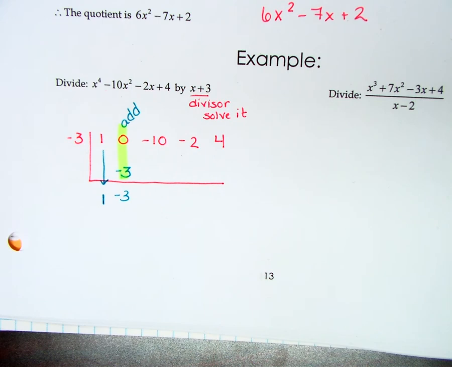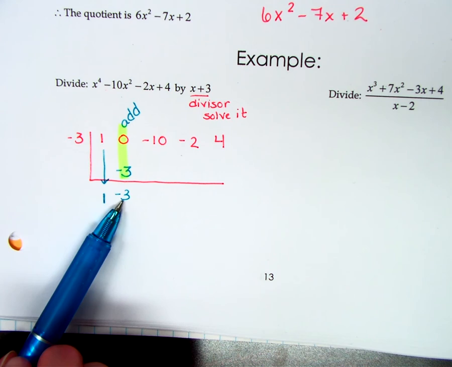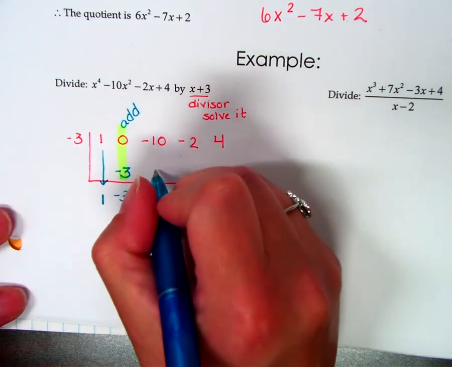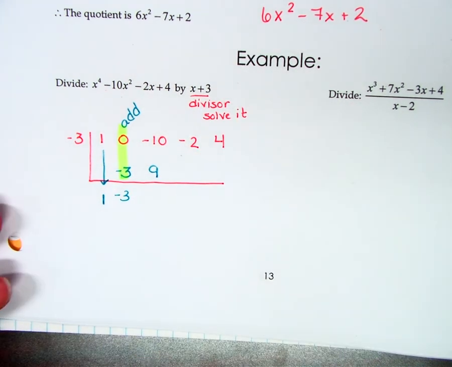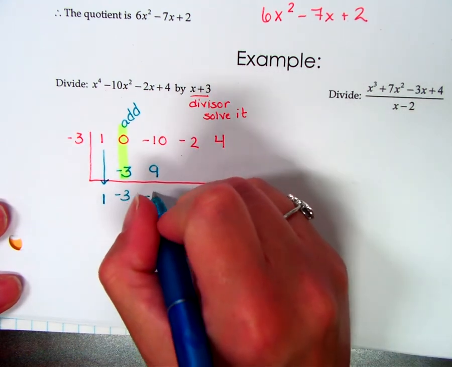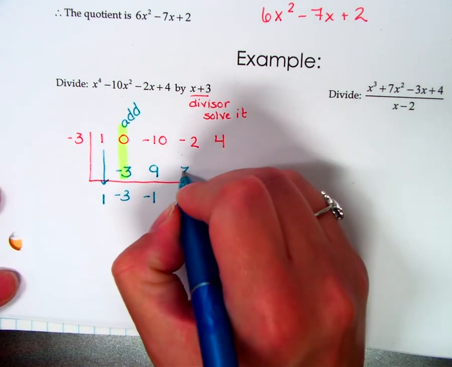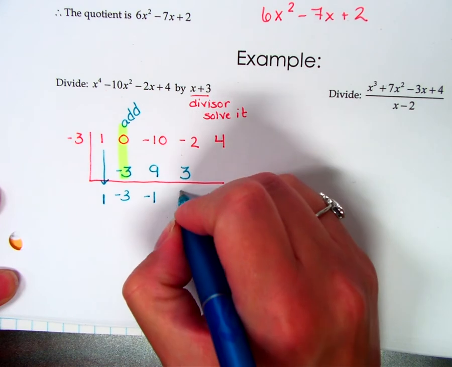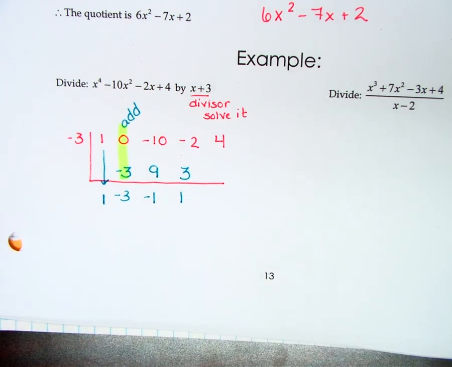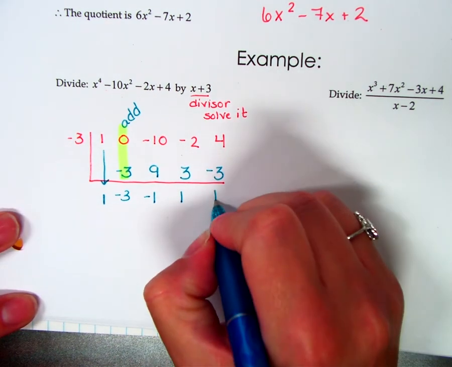Okay, we ready? So now we're going to go -3 times -3 gives us +9. So that goes in the box. And then we're looking at adding these two, and I'm left with -1. Okay. And then we're going to repeat it again. -3 times -1, +3. That goes in the box. We're going to add these. That's going to be a +1. And then -3 times 1 gives me a -3 for inside the box. And that will give me a +1.